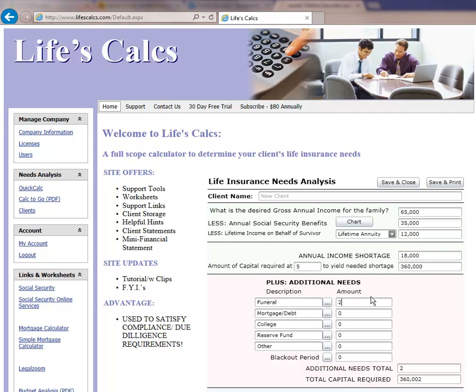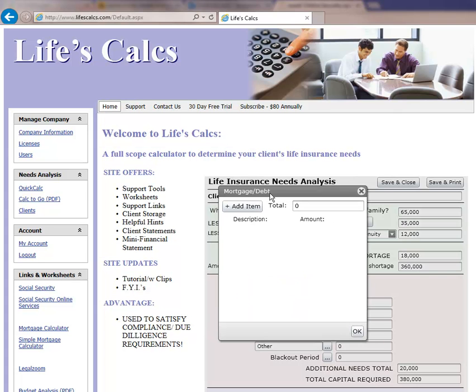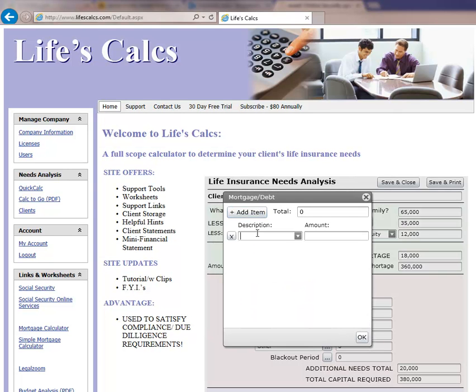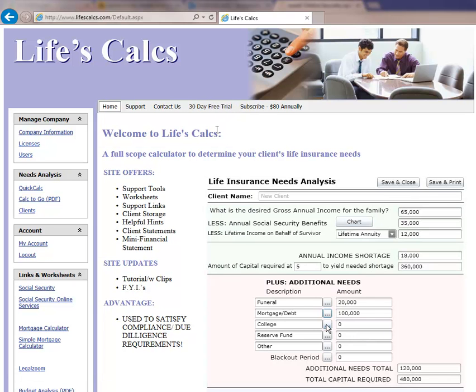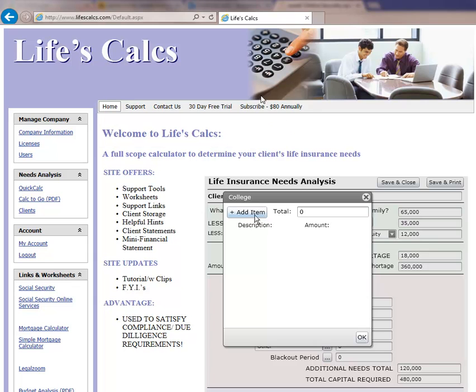Again, it's for professionals, CPAs, CFPs, any life insurance agents that want to discover and do calculations for the needs of their clients for life insurance. Life Calcs is a subscriber base. You can come in here and do a 30-day free trial, and then at the end of 30 days it's a 1-year annual subscription going forward.